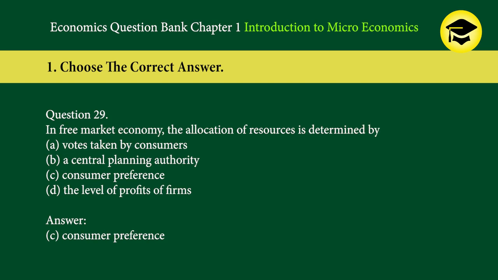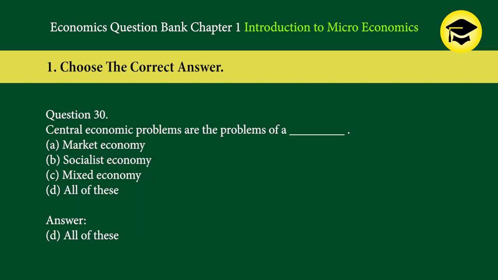Question 29. In a free market economy, the allocation of resources is determined by A. Votes taken by consumers. B. A central planning authority. C. Consumer preference. D. The level of profits of firms. Answer C. Consumer preference.